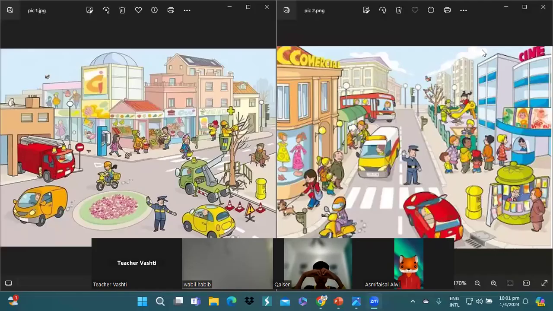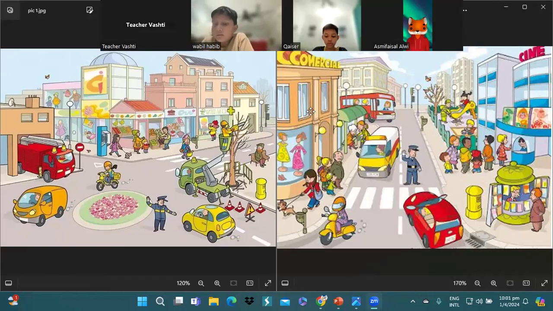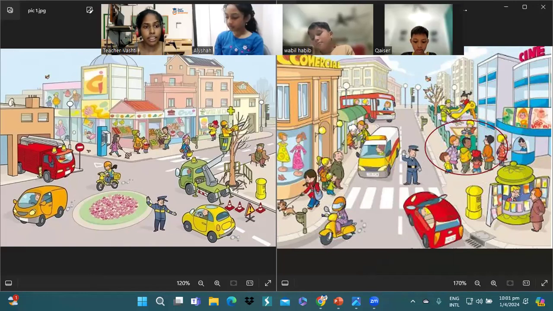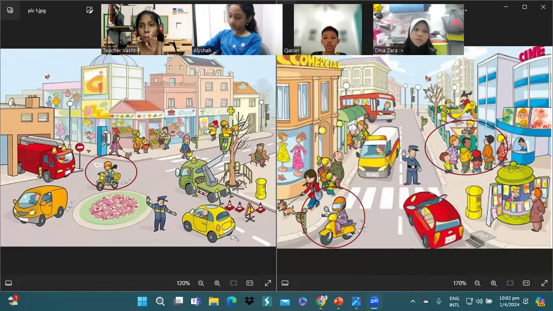All right. The first one. Number 1. There are many people in front of the cinema. Which picture? Picture 2. Very good. Picture 2. Good job. Correct answer. Next one. There is a motorcyclist. Both. Okay. Very good. There is a red bus turning around the corner. Picture 2. Good.